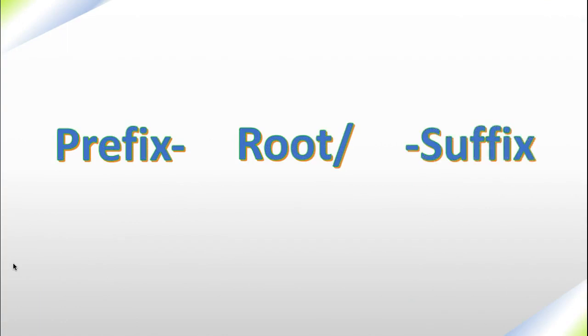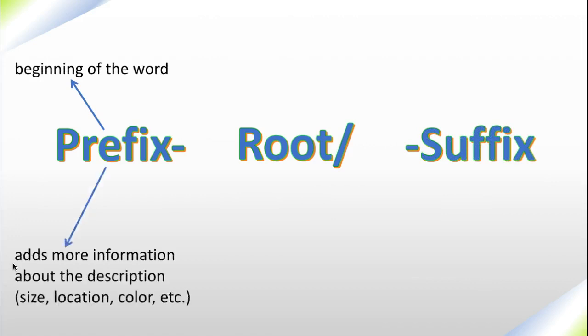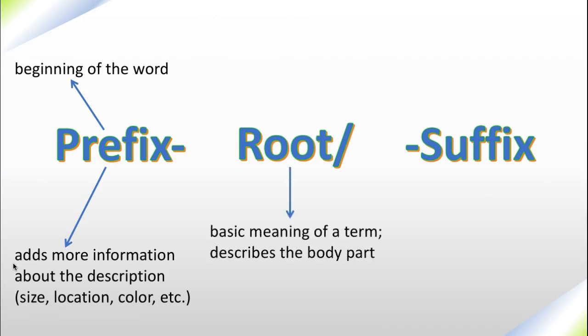The word parts include a prefix, a root, and a suffix. The prefix comes at the beginning of a word, and it's used to add more information about the description, such as the size, location, color, etc. Not all words have a prefix. The root is the basic meaning of a term. It often describes the body part.